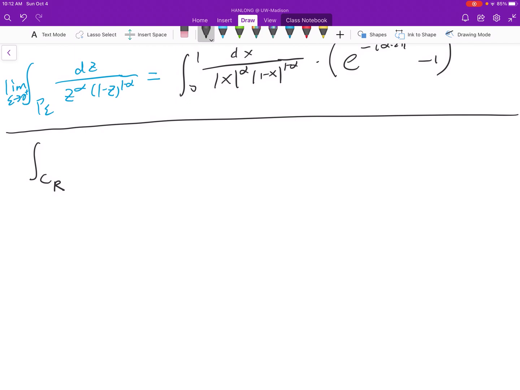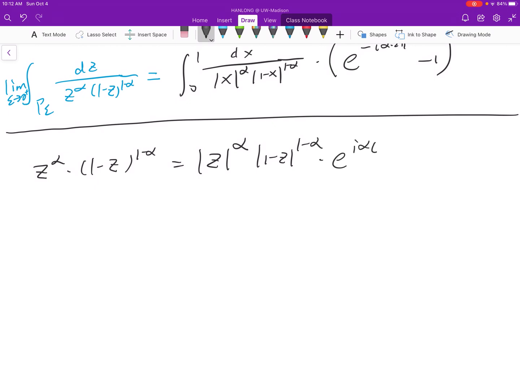Okay, and so first, let's write down the branch function, 1 minus alpha. So this will be norm of z to the alpha's power, norm of 1 minus z to 1 minus alpha's power, times exponential I alpha theta, times exponential I 1 minus alpha phi. Okay, and then let's look at the angle phi. So what is the angle?